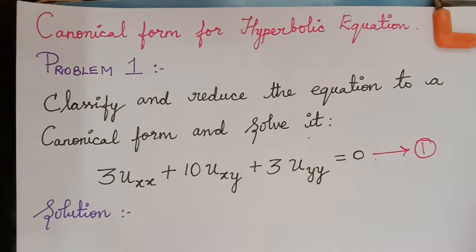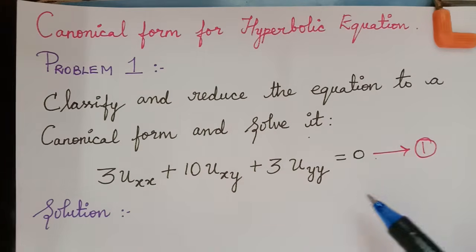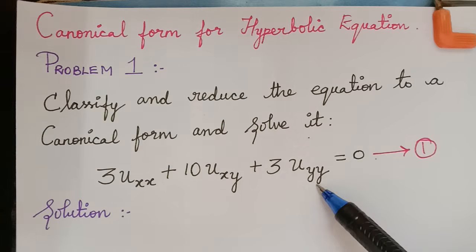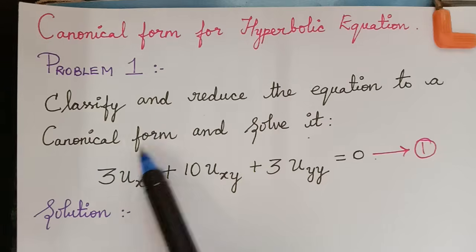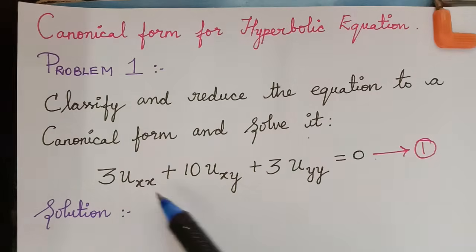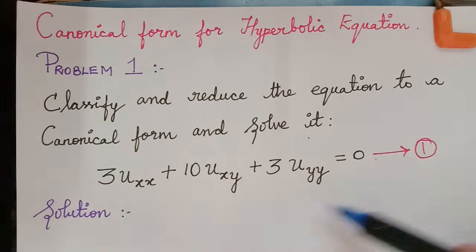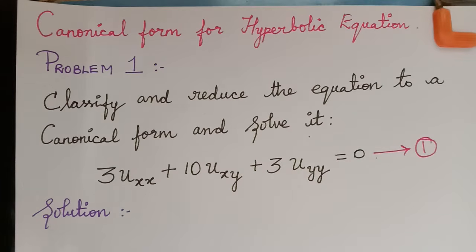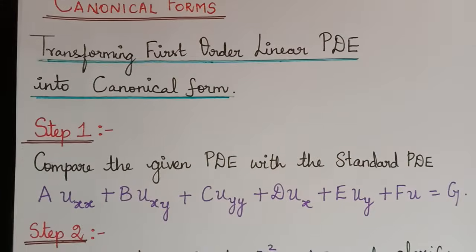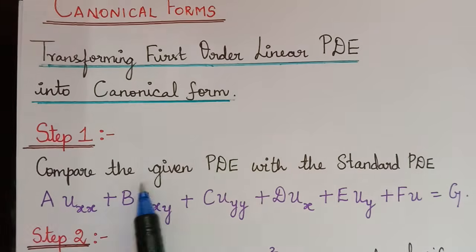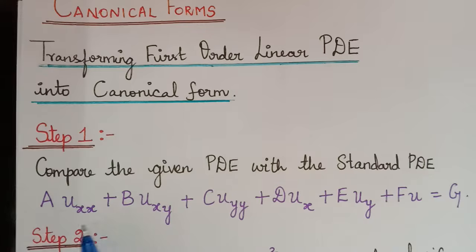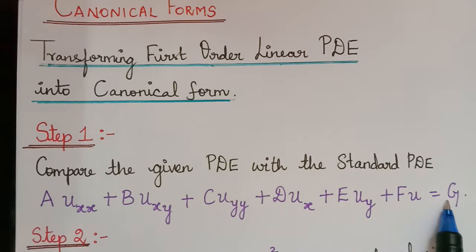In our previous video, I have explained the steps involved in transforming a given partial differential equation into a canonical form. So now we are going to follow those steps and solve this problem. So let us review what is the first step. The first step is to compare the given partial differential equation with the standard PDE. So this is the standard PDE.